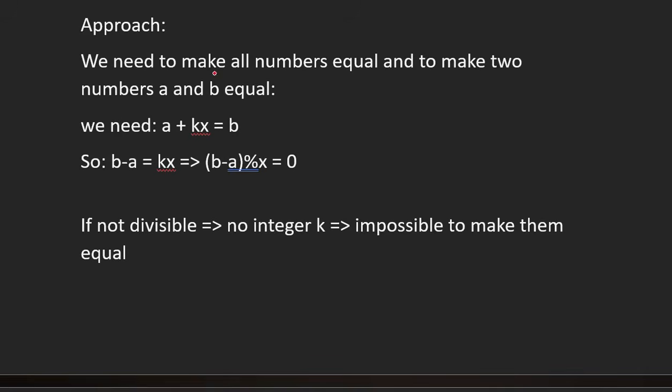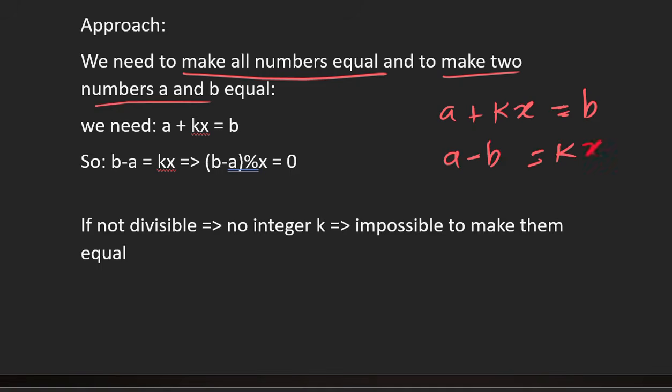So basically what we have to do is we have to make all the numbers equal. So if you have to make two numbers a and b equal, then suppose we have number a, then if we add x k times to it, then suppose it will become b. Then when we solve this, it will become a minus b equal to k times x.